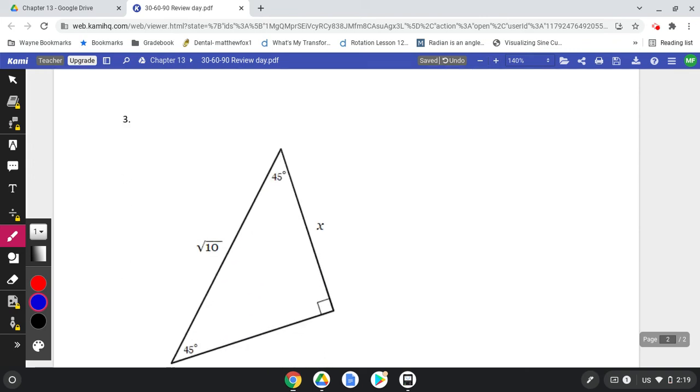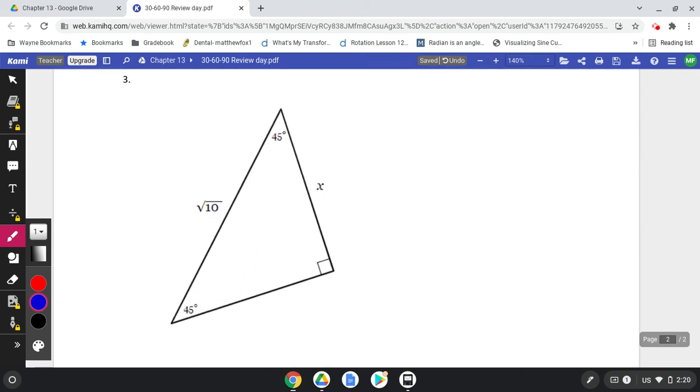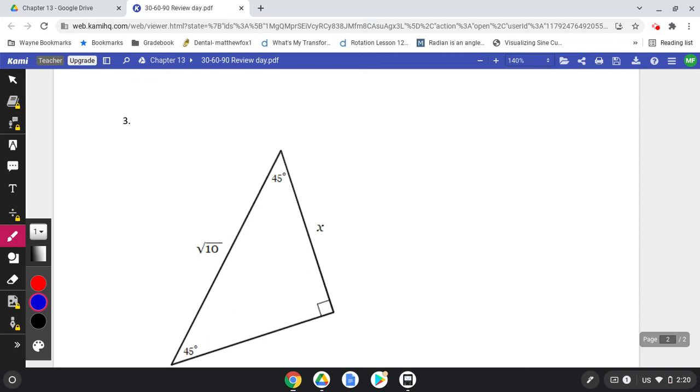All right, on the next one, hopefully you notice something is different about this. The difference is now we are back to the 45, 45, 90 triangle. So recall our 45, 45, 90 triangle. And when we have a 45, 45, 90 triangle, one thing I want to point out, so we have 1, 1, square root of 2, that's our template.